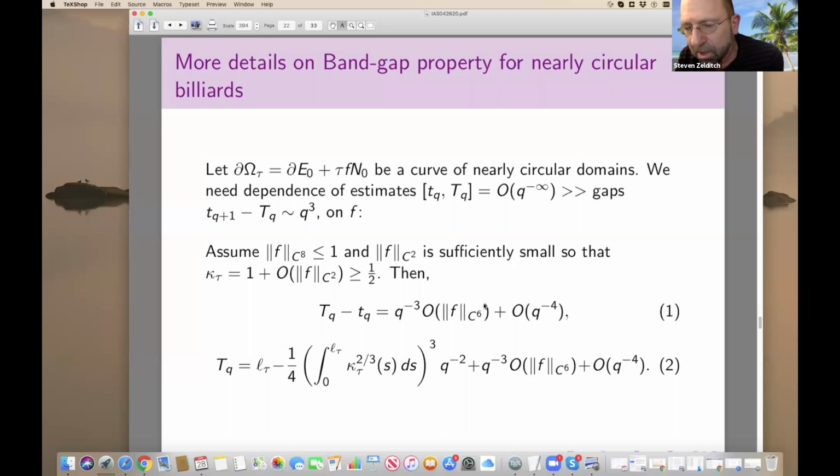So I don't really want to talk too much about it. Is it okay? But it's a purely dynamical result. There is no spectral part here. Yes, purely dynamical. Kappa is curvature. Tau is just the parameter. Kappa is curvature.